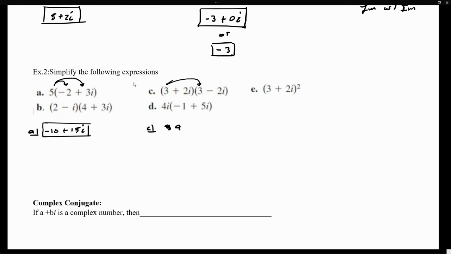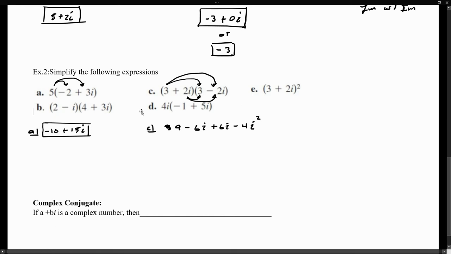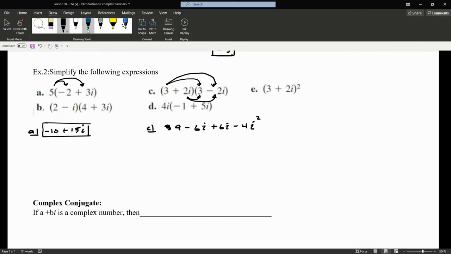That's 9. Distribute one more time. So now that becomes -6i. We distribute this, so now that becomes positive 6i. And now we distribute this, now that becomes -4i squared.